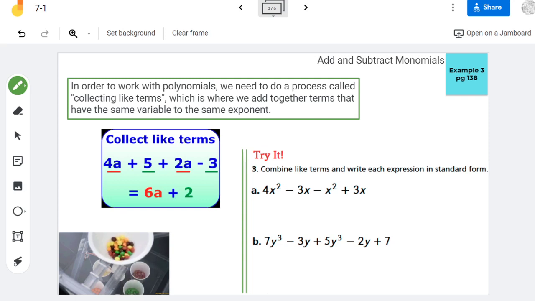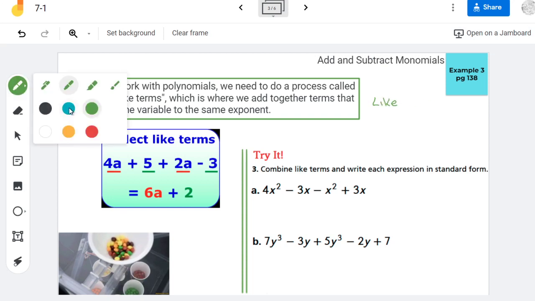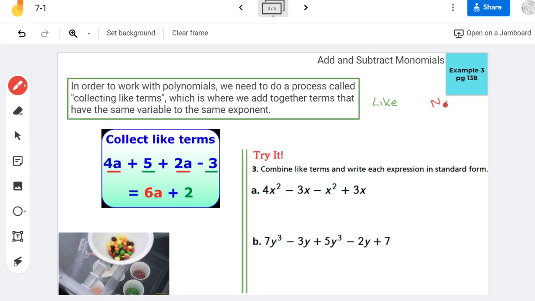Alright, so in order to add or subtract monomials, we need to talk about what are called like terms. I'm going to give you a few examples of like terms and a few examples of not like terms, just so you can see the difference, okay? So for something to be a like term, they have to have the same variable with the same exponent. An example of a like term would be x and 3x.